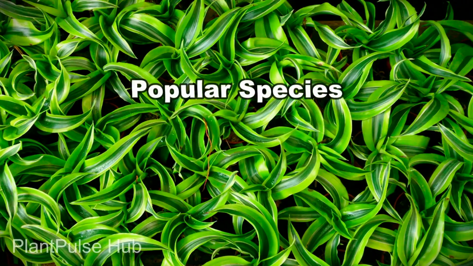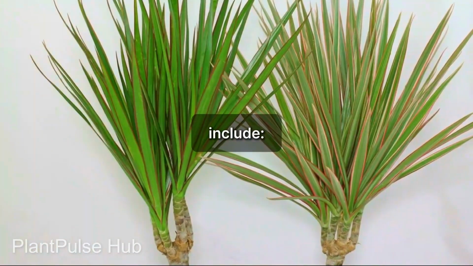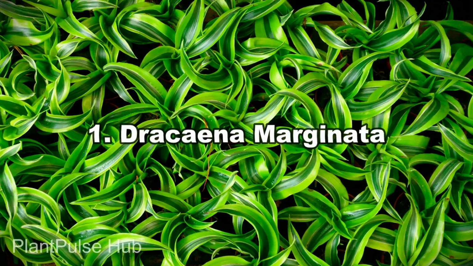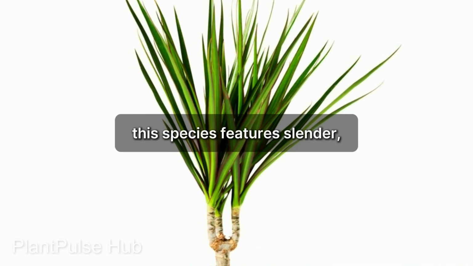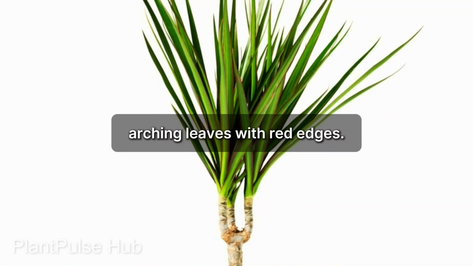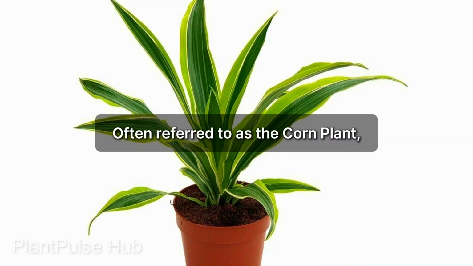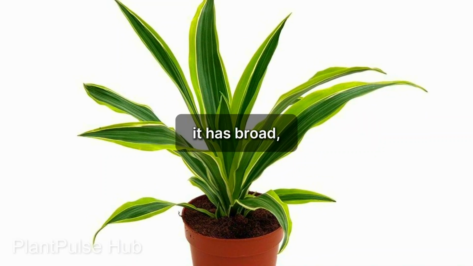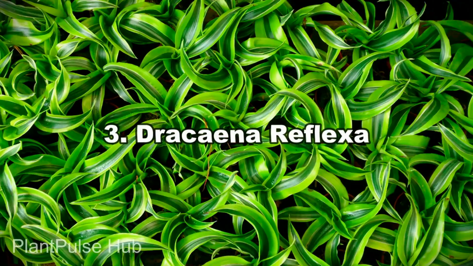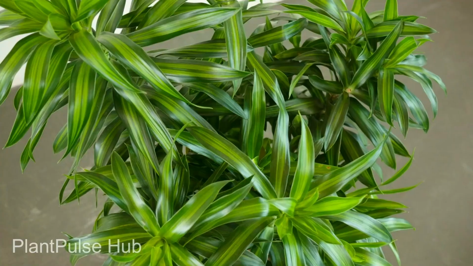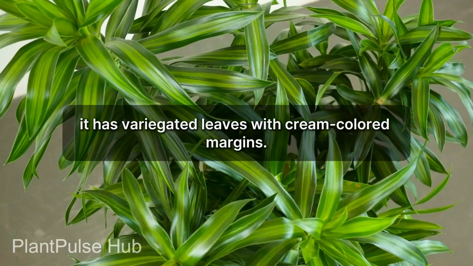Popular species. Some of the most common Dracaena species found in homes and offices include: 1. Dracaena marginata. Also known as the Madagascar dragon tree, this species features slender, arching leaves with red edges. 2. Dracaena fragrans. Often referred to as the corn plant, it has broad, green leaves and a tree-like growth habit. 3. Dracaena reflexa. Known as the Song of India, it has variegated leaves with cream-colored margins.